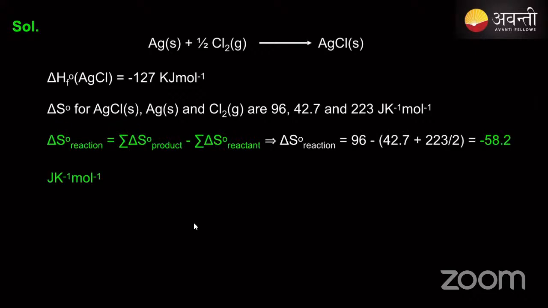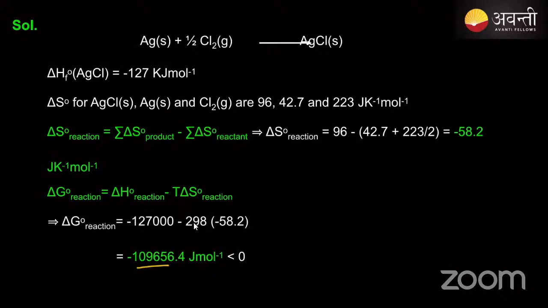Just substitute the values, where 96 minus the entropy values of the reactants. Why are we taking half? Because we are using half a mole. To break half a mole of the Cl2 bonds, you need exactly half of the energy required for 1 mole. That is the reason entropy is an extensive property, not an intensive property. Now if you substitute the values, delta G naught equals H naught minus T delta S naught, which is nearly 109 kilojoules per mole.